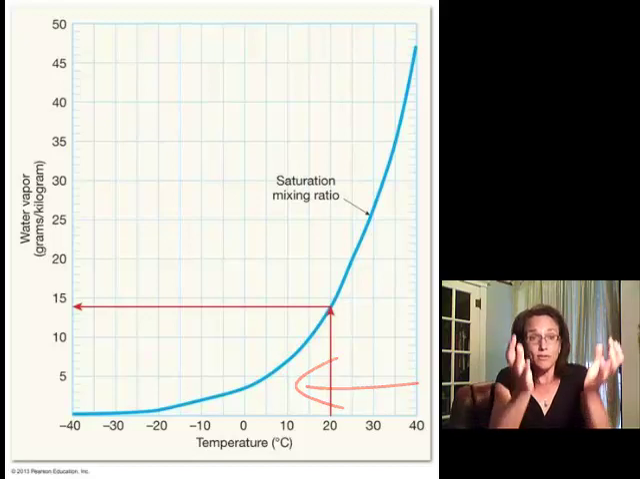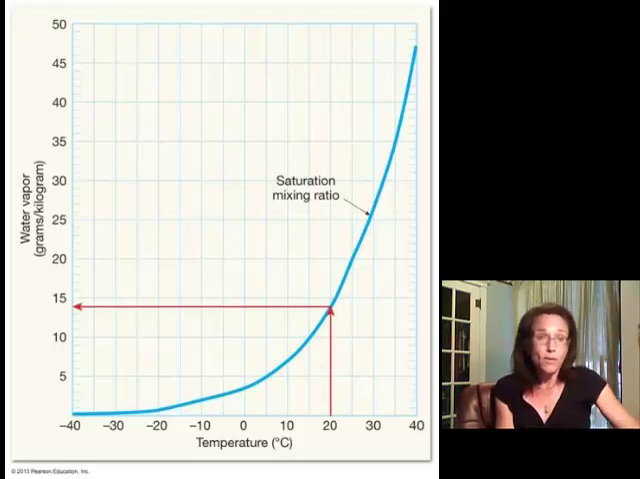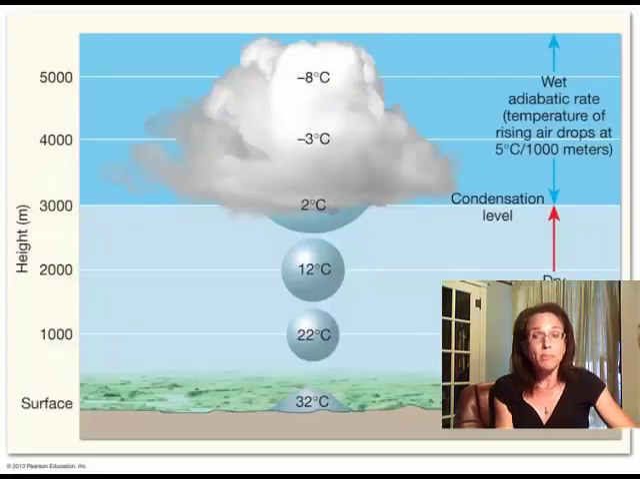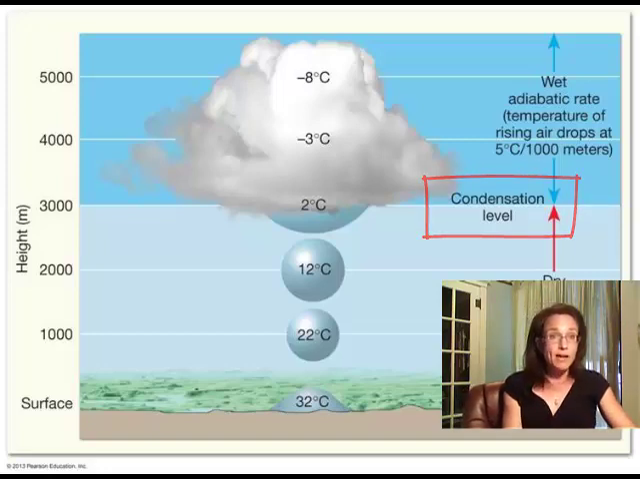So as the air mass goes up, it approaches saturation, and eventually it gets to the point where condensation can occur. And that's the point at which it reaches saturation, it reaches the dew point temperature, and we can have condensation occurring. So a couple of important concepts here.